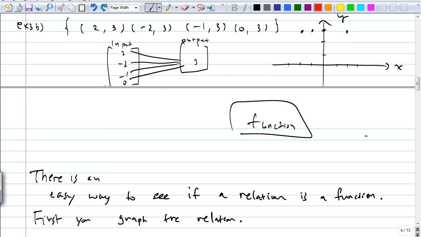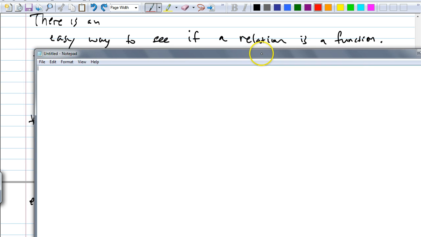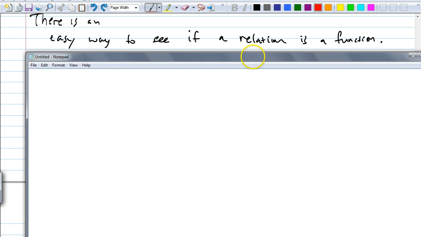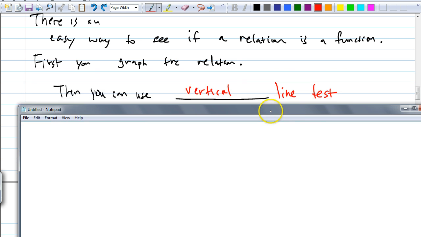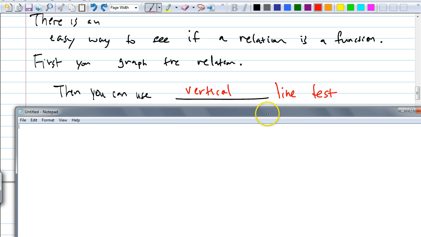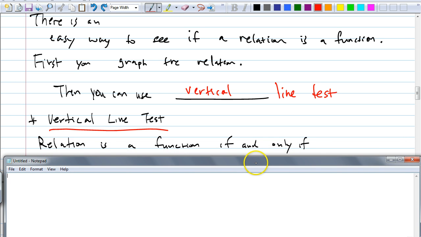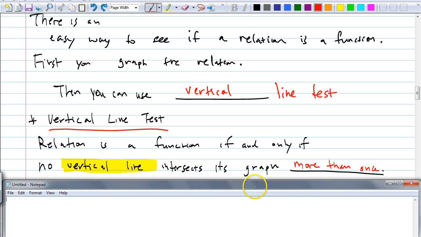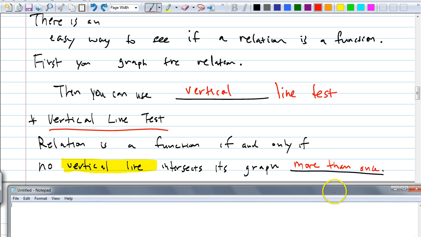So write this down, guys. There's an easy way to see if a relation is a function. First, you graph the relation. It's best if they actually give you the graph, but if they don't, you can graph the relation. Then you can use the vertical line test. That's what it's called. So write this down. Vertical line test: a relation is a function if and only if no vertical line intersects the graph more than once. Isn't that nice? That's all.